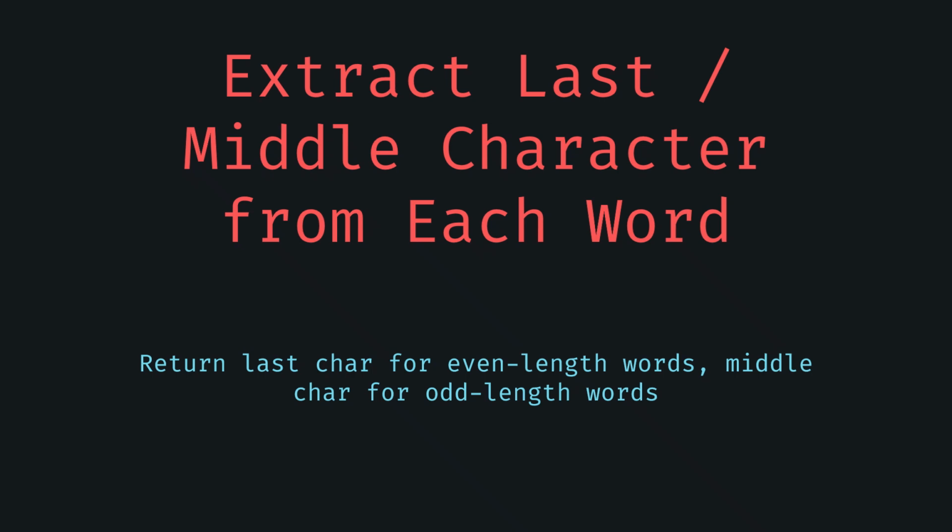Hi, and welcome. In this short tutorial, we'll write a JavaScript function that processes a sentence and picks a single character from every word: the last character if the word length is even, or the middle character if the word length is odd.